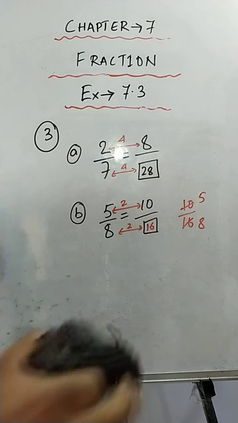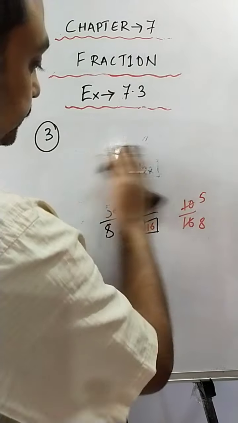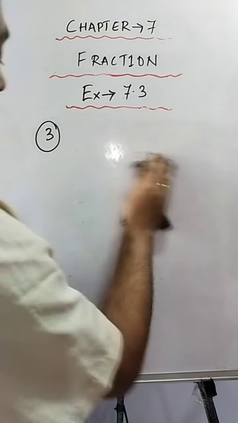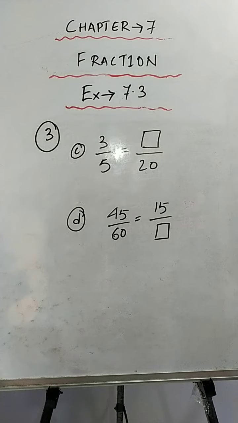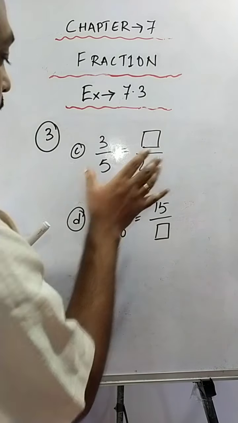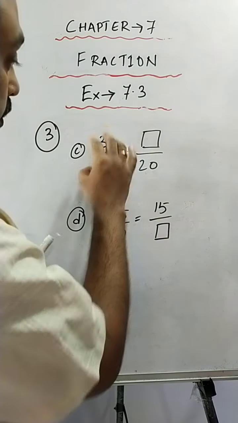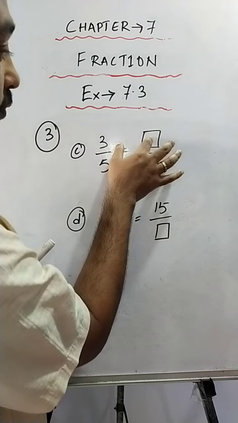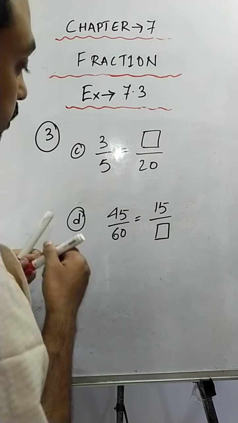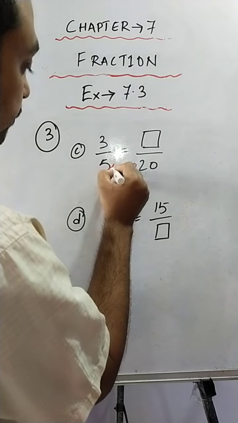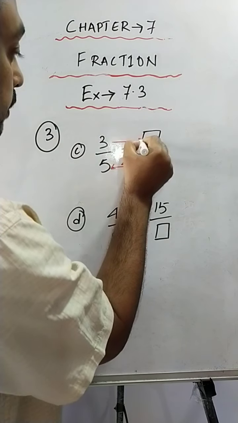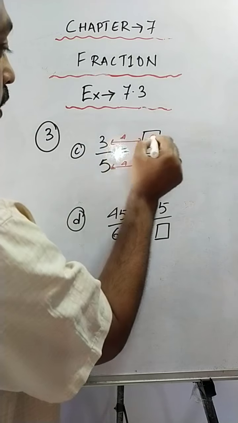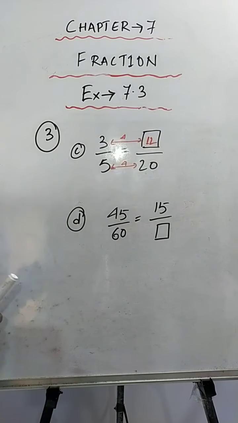Now let's move on to sum number C. I have written sum number C and D. Let's solve sum number C first. This time the denominator is given and you have to find the numerator. Again we have to find the relation, students. 5 into what is 20? That is 4. The same number we will multiply with 3 also. 3 4s are 12.